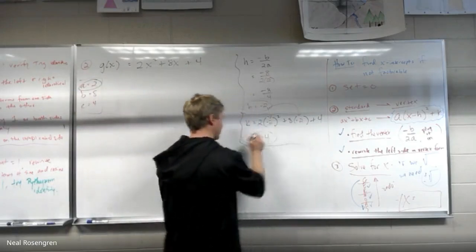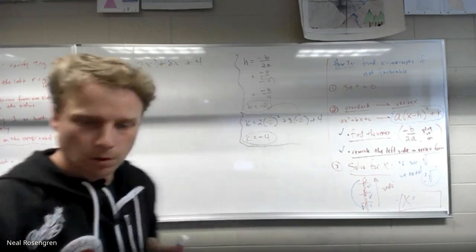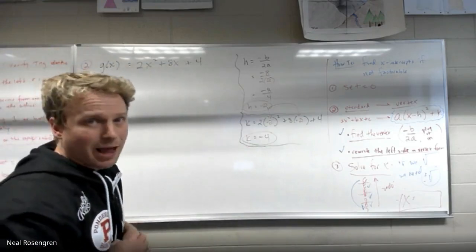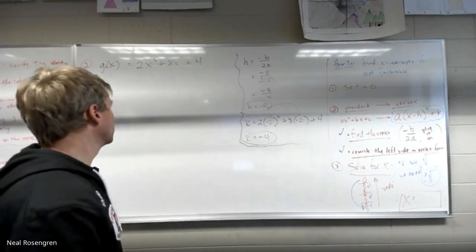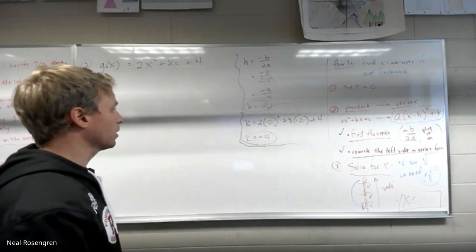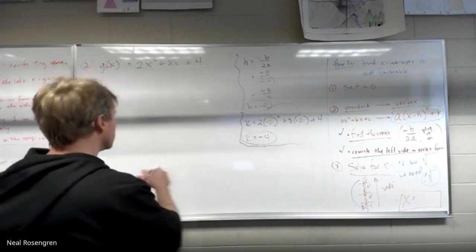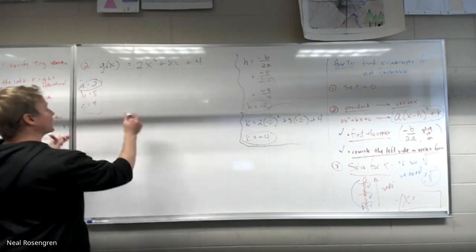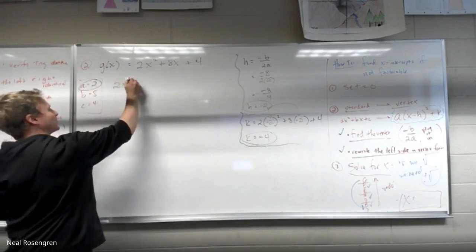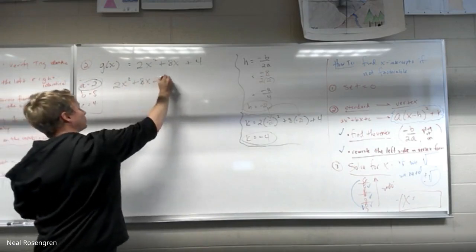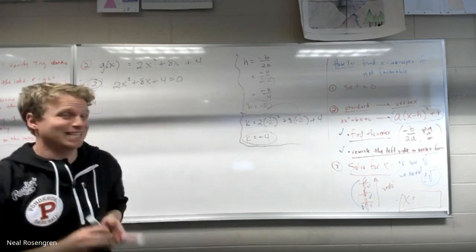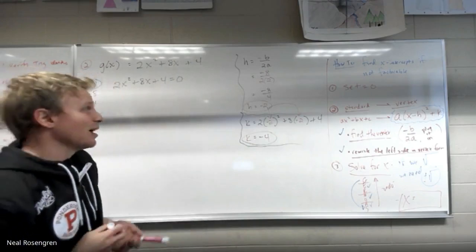So there's my p-value, and that's what I'm going to use. Okay, and we just kind of see what happens. Let's see what we can do with that, and just kind of go from there. So I'm going to plug everything in. Right, so 2x squared plus 8x plus 4 equals 0. Nah, I can't solve that. That one does not work for me.